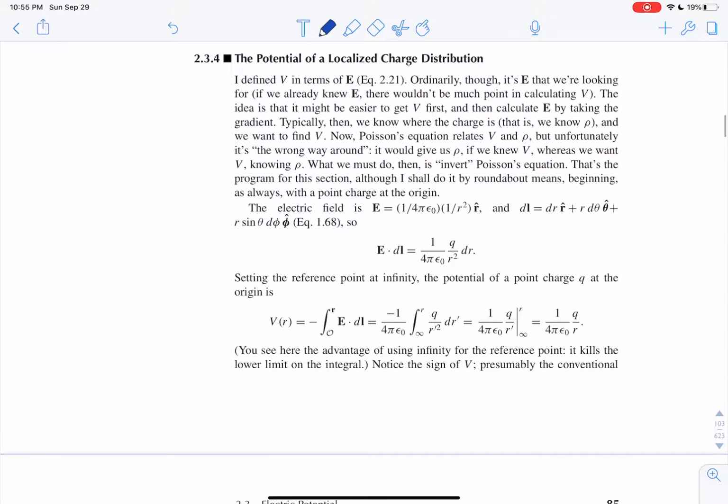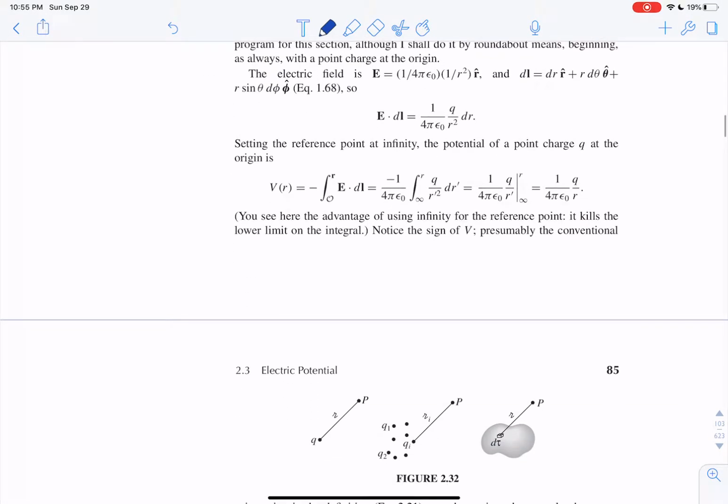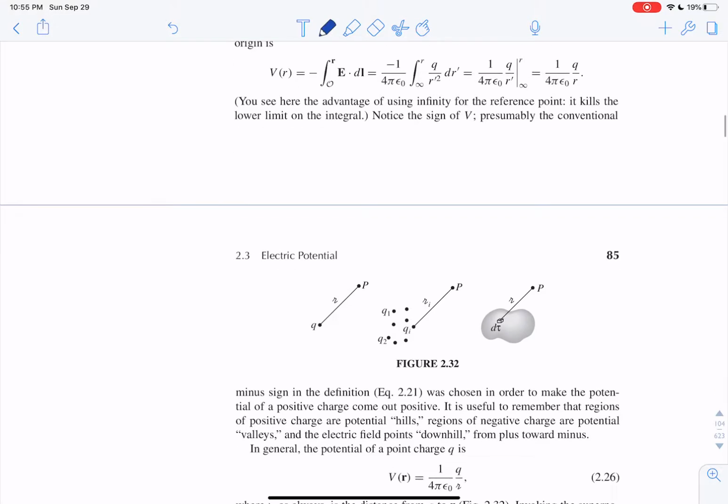Let's see, what are we looking for here? Yeah, so we're saying that our voltage potential is just the integral from some reference point, usually infinity, to r of E dot dl, and then you do the integral, and you get 1 over 4 pi epsilon naught q over r. 1 over infinity is 0, and then q over r. So you see the advantage of using infinity for the reference point. It kills the lower limit on the integral.